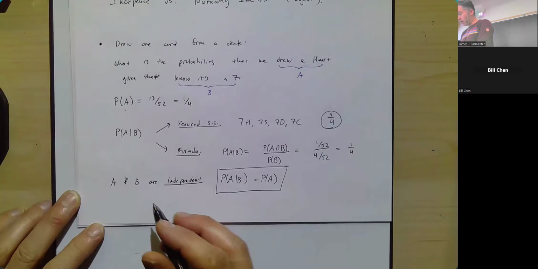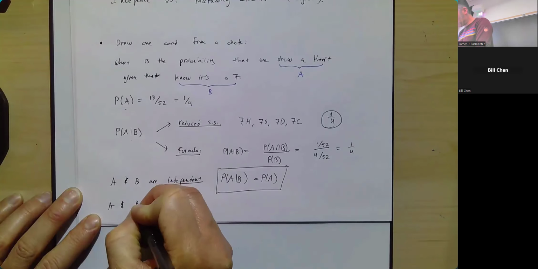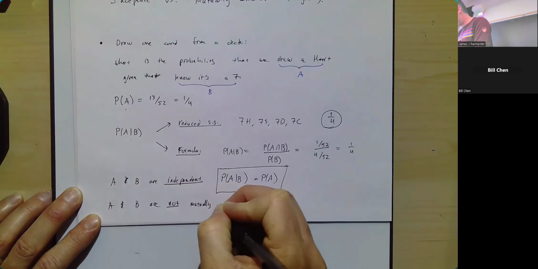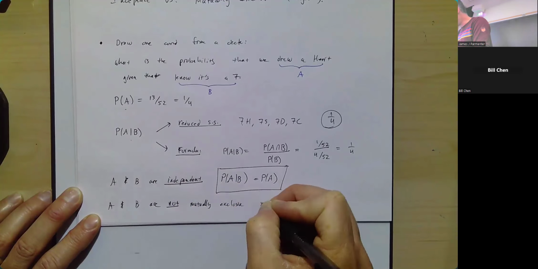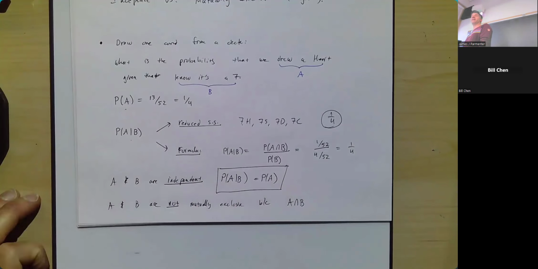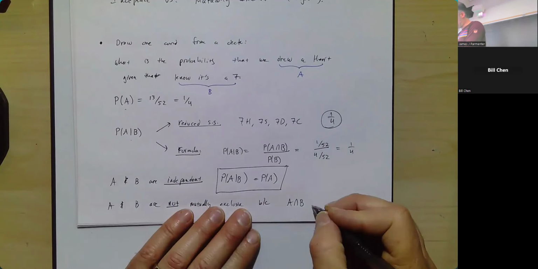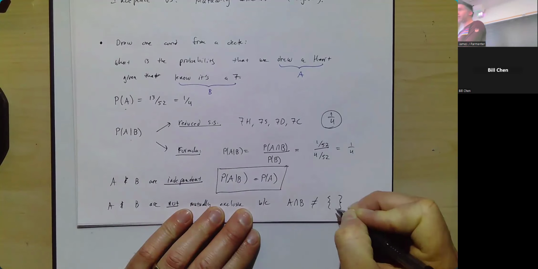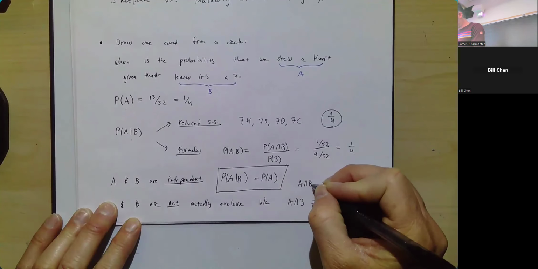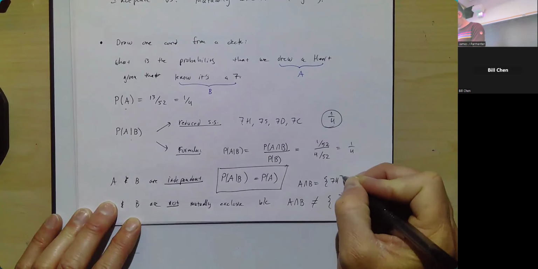So I would point out A and B are not mutually exclusive because the intersection of A and B is not empty. It is not equal to the empty set, which I prefer to write like this, but you could write it with the Greek letter phi if you want to, with this like the 0 with the slash through it. But I like this notation. Right? There's something in that set, specifically A intersect B is the set containing the 7 of hearts.